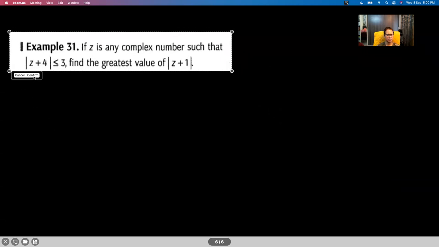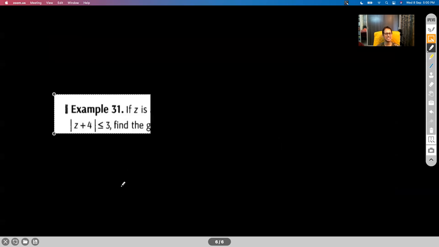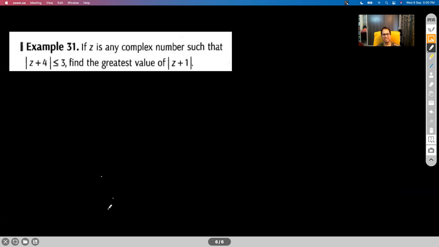If Z is any complex number such that modulus of Z plus 4 is less than or equal to 3, find the greatest value of mod Z plus 1. I would request you to give me a response on the chat box.